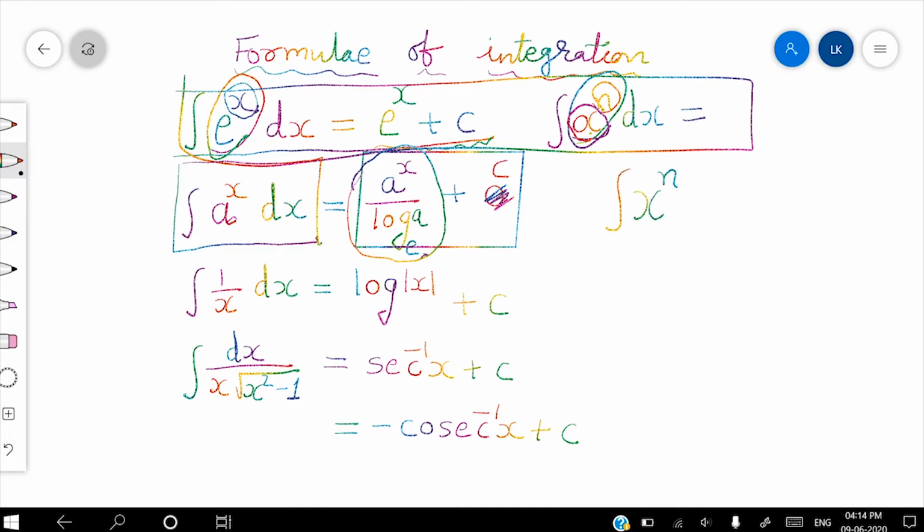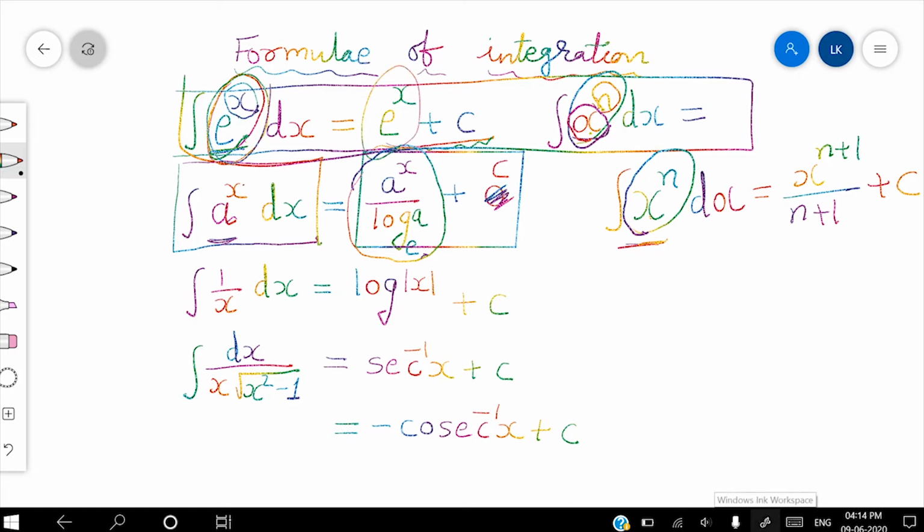Don't mix up all three formulas. Integration of x raised to n dx, its answer is x raised to n plus 1 upon n plus 1 plus c. This is variable raised to constant, and again it is polynomial form. And in e raised to x, that means constant raised to variable. Similarly, a raised to x, constant raised to variable. For e raised to x, its derivative and integration both are the same, e raised to x.